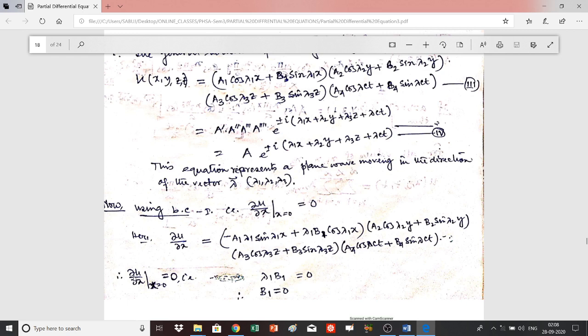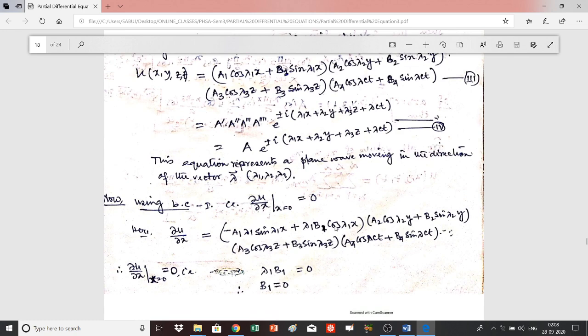So then you know that del u del x at x equal to 0 is 0. That means in all these terms we use x equal to 0. So if we use x is equal to 0, this term will give you 0 result, and from here we can write lambda 1 b1, and all other terms are these, since these are independent of x. So then this lambda 1 b1 multiplied by all these terms will be 0, and since all these terms are not equal to 0, from here you can write lambda 1 b1 is equal to 0 or b1 is equal to 0. So b1 is equal to 0 means this term will not be here. So in this expression this term will not be here.